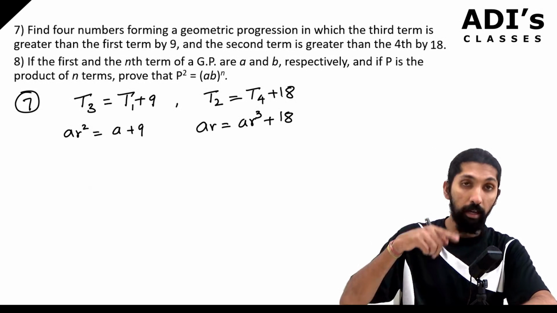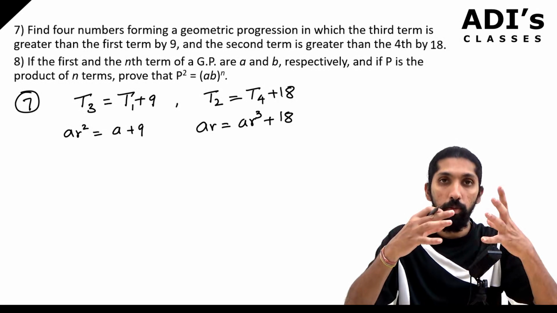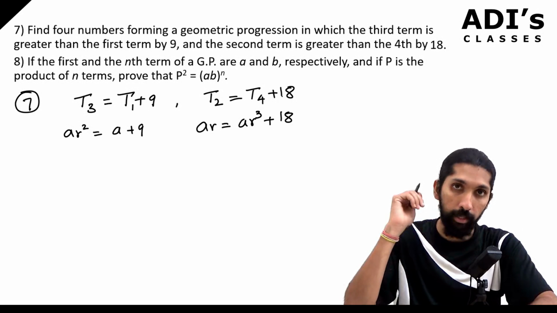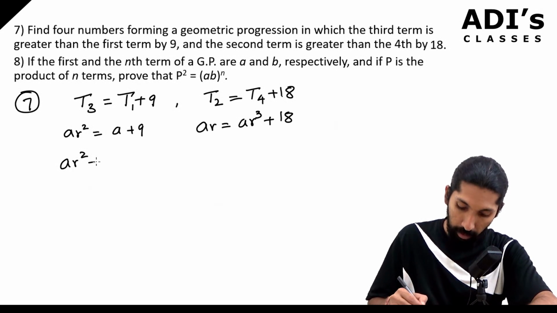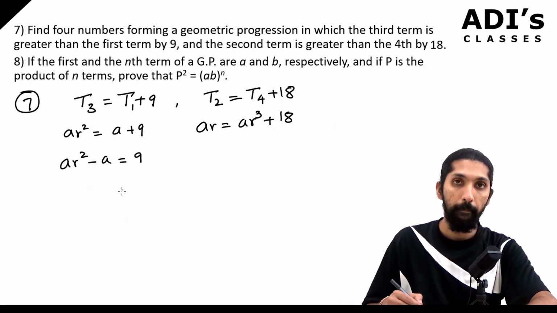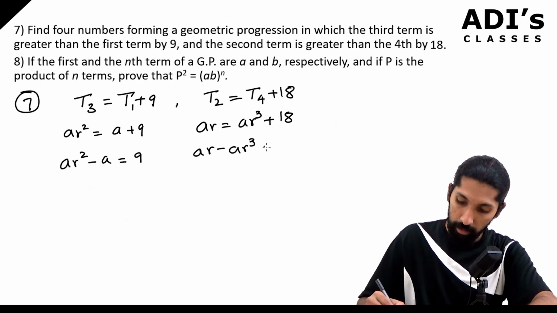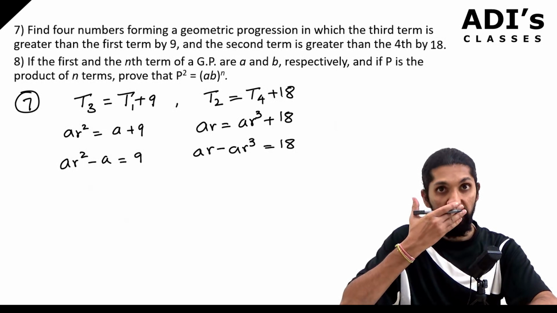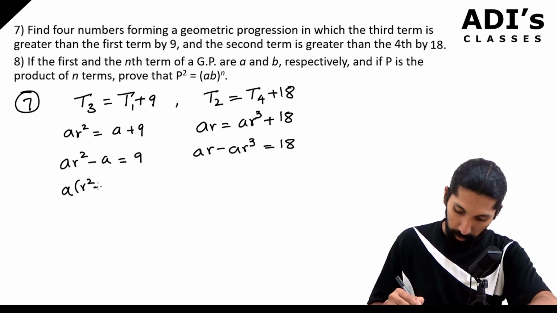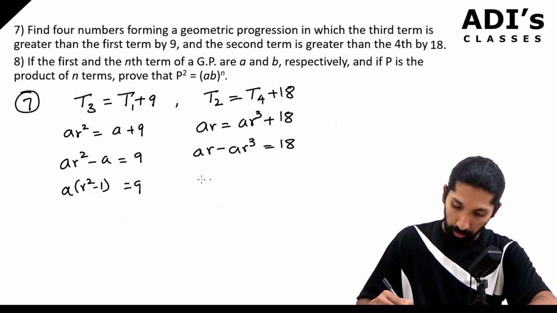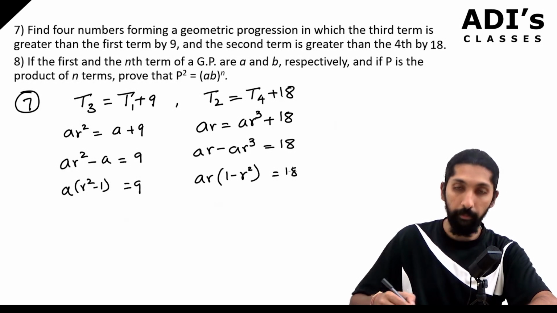Now take the A to the LHS and that AR cube to the LHS, so that you have one particular equation in terms of A and R. That means here you get AR square minus A is equal to 9, and in this case AR minus AR cube is equal to 18. Alright, take A common. A into R square minus 1 is equal to 9. Here AR into 1 minus R square is equal to 18.